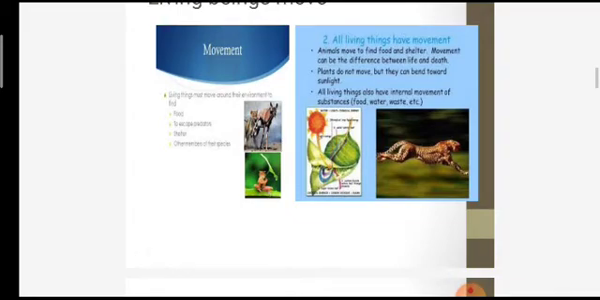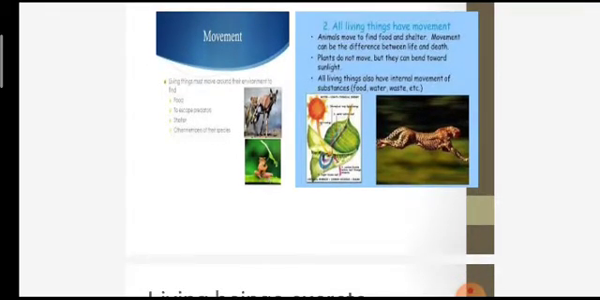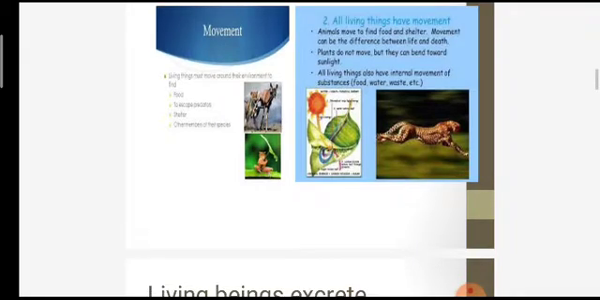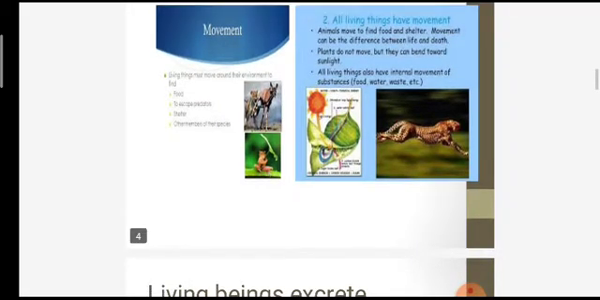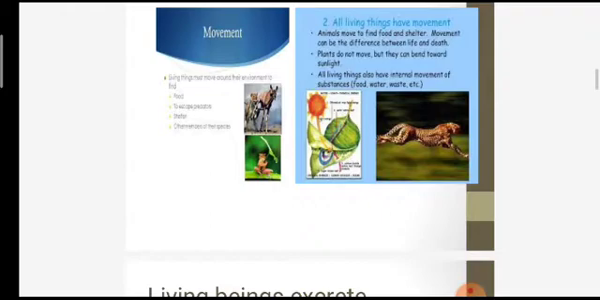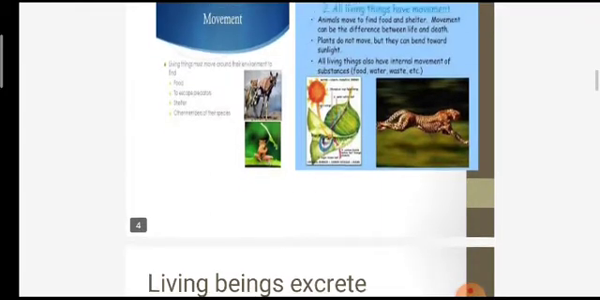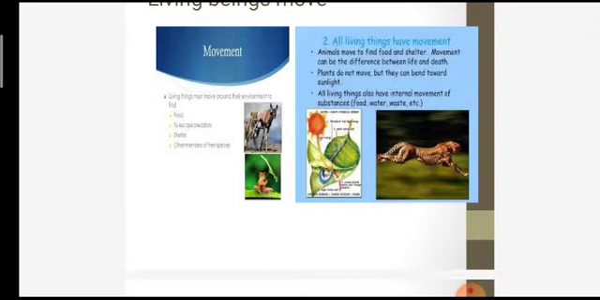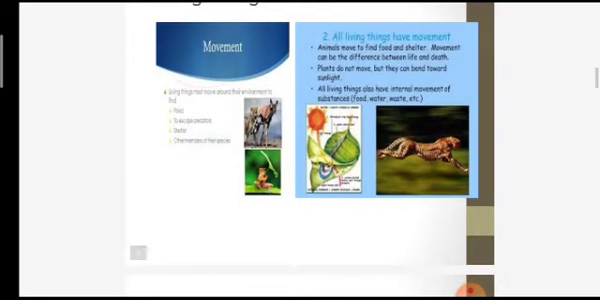Even plants, we see that there is no movement, but they bend towards something. For example, animals move to find food and shelter, right? To find their food, and to find their home, they move, they run, they walk. Movements can be different. They run slow, they walk. This is the movement. Plants do not move, but they can bend towards the sunlight. Have you seen the sunflower? The flower bends towards the sunlight.